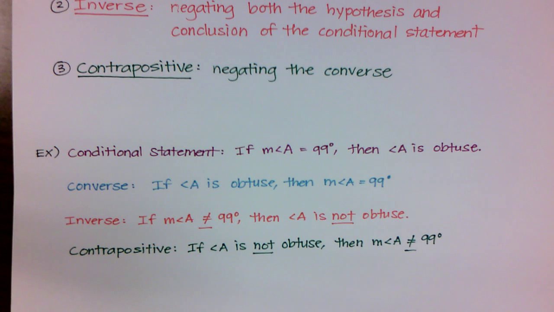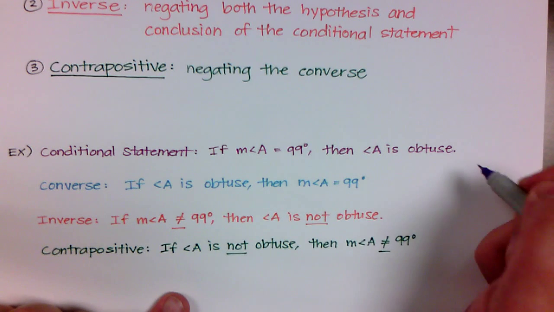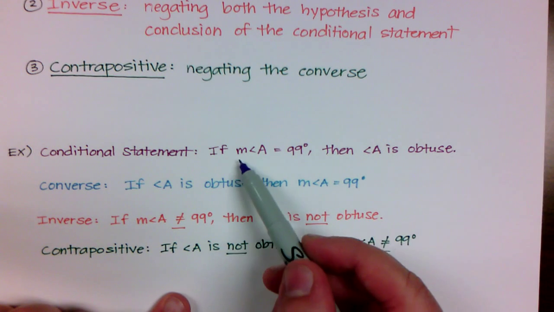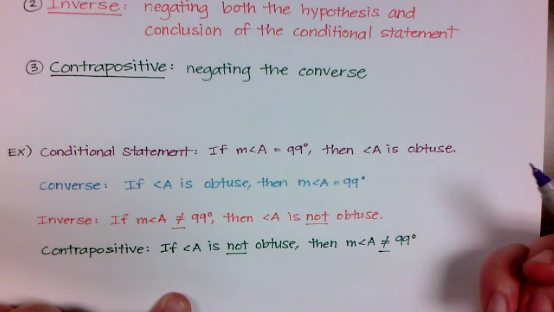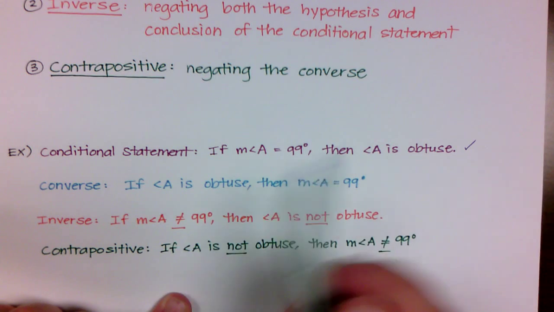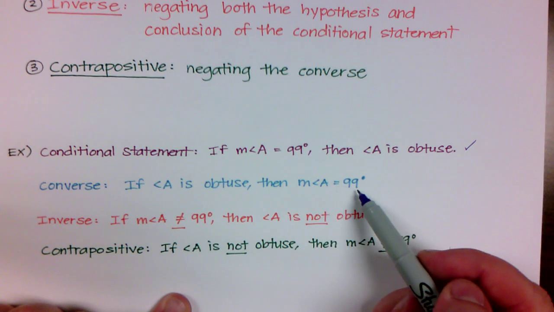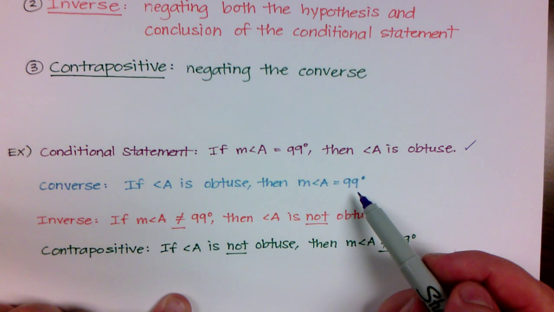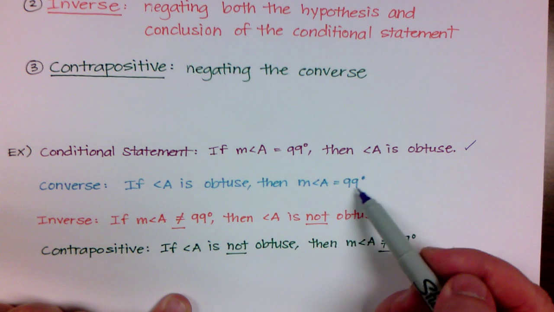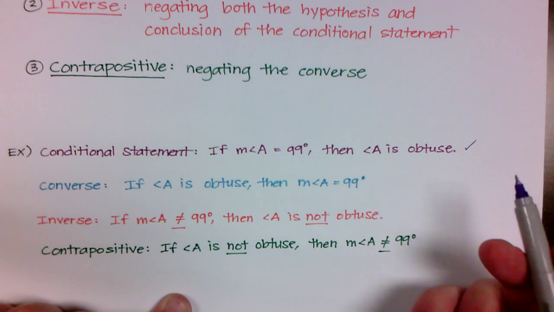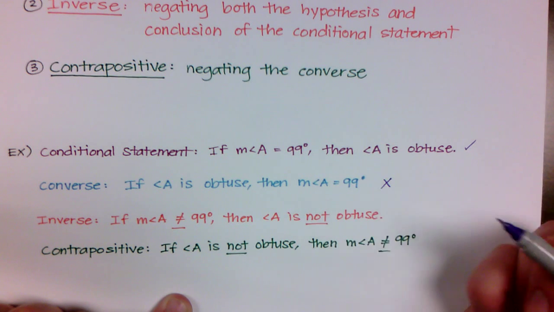What I want you to notice here is which one of these statements are true and which are false. So let's read the first one. If the measure of angle A equals 99 degrees, then angle A is obtuse. That's true. Let's read the next one. If angle A is obtuse, then the measure of angle A equals 99 degrees. Well, I can think of many more angles that are obtuse that are not equal to 99 degrees. For instance, if an angle was 120 degrees, that's also obtuse. So this statement would be false.